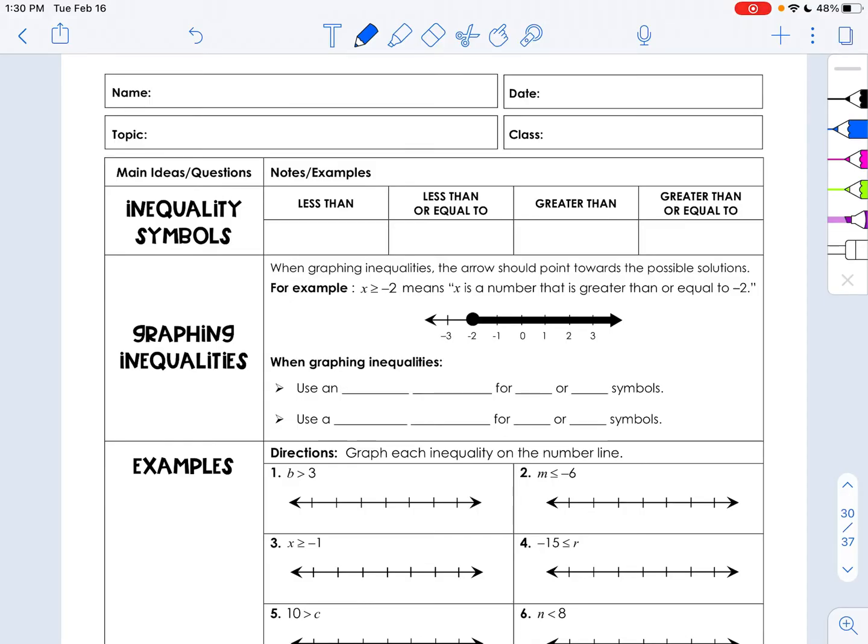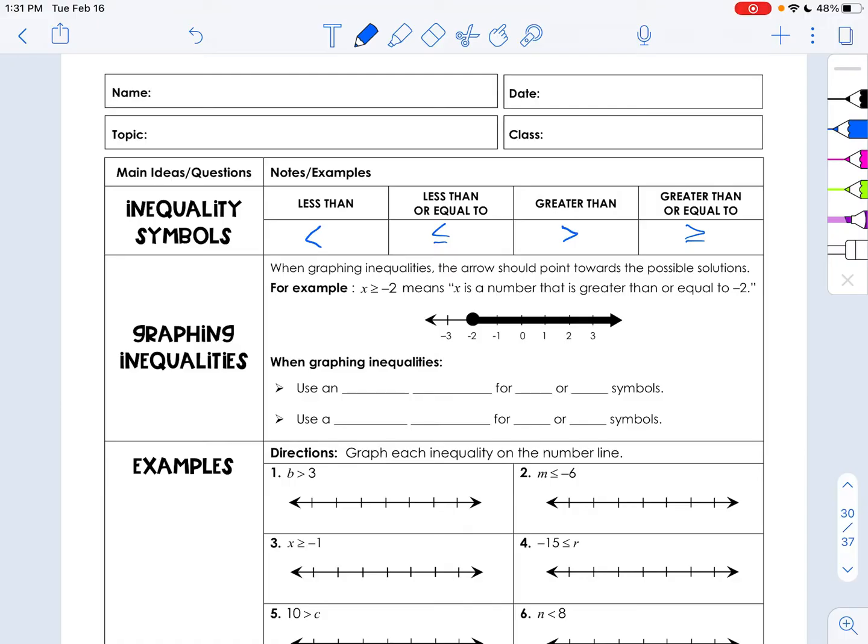First, let's start with our inequality symbols. Your less than symbol, remember, opens to the right. Your less than or equal to is the same, opening to the right, but we have an equals line underneath it. Your greater than symbol opens to the left, and then your greater than or equal to symbol opens to the left with the equals underneath it.